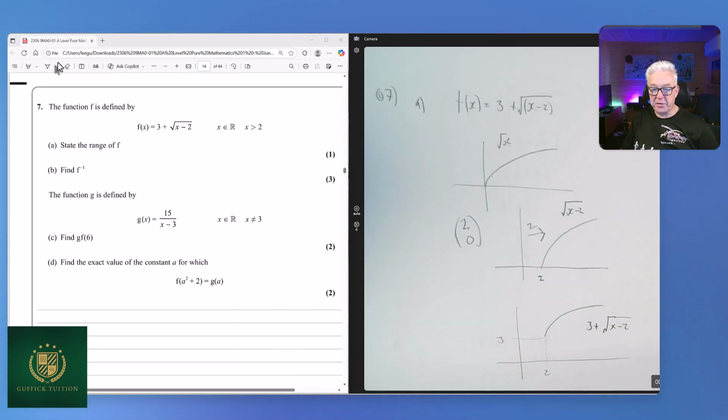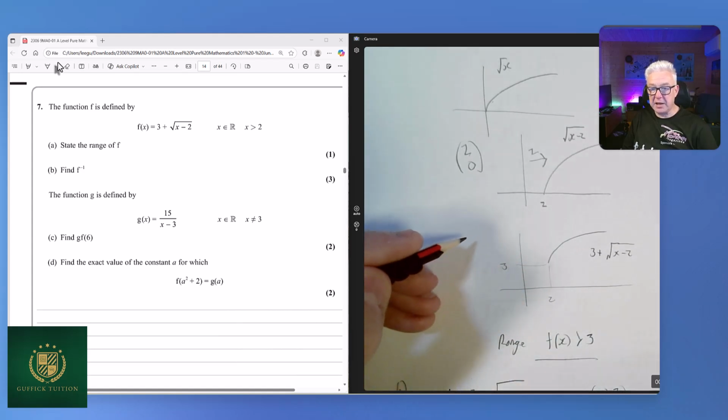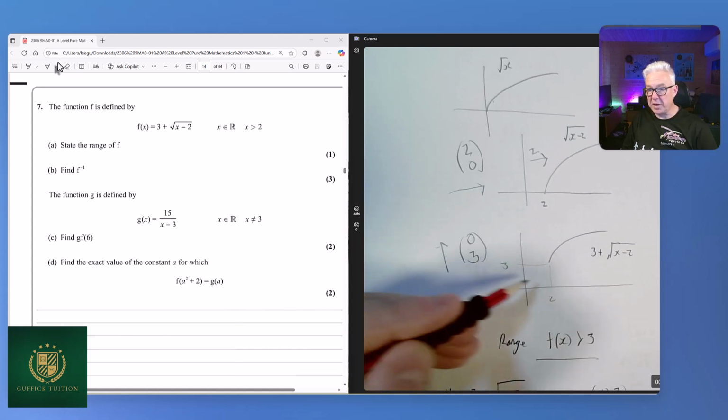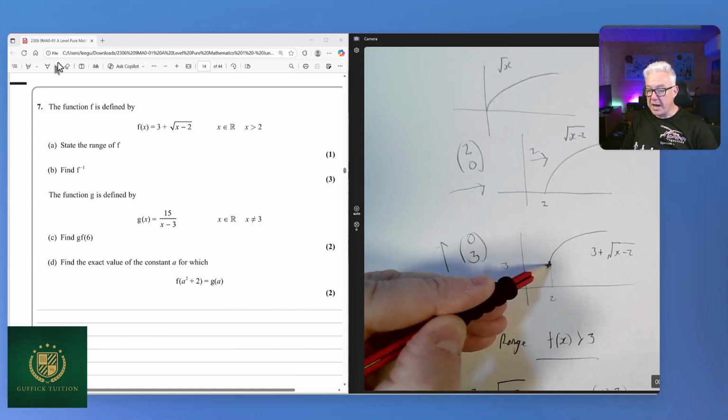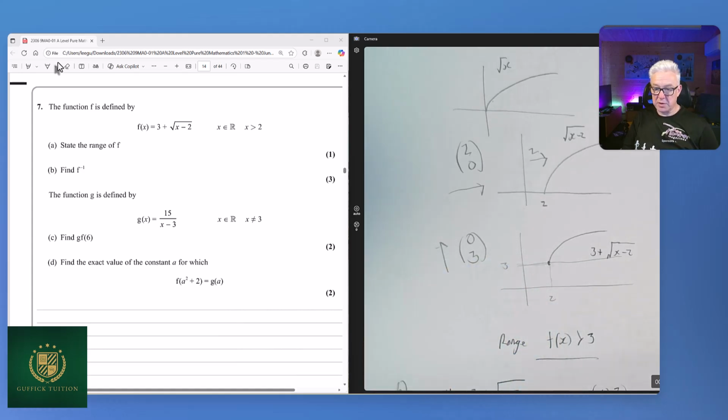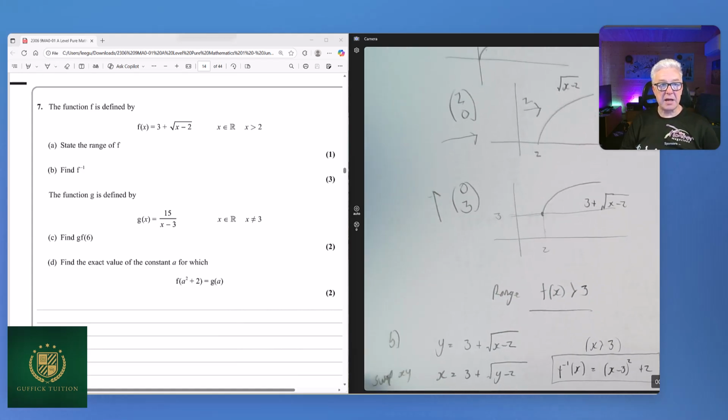Then we've got to add 3, which is going to translate the whole curve by vector (0, 3). So having moved to the right by 2, it then moves up by 3. So there we go. Our range, remember, is the y values that are coming out. So our range is going to be that f of x is greater than 3 for part A.